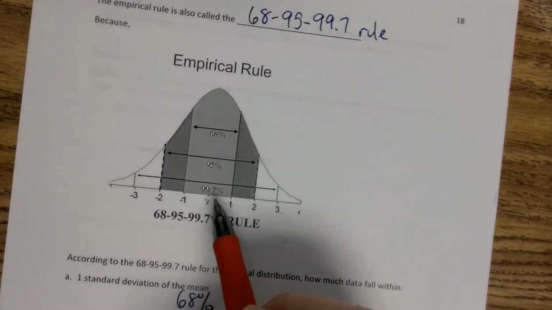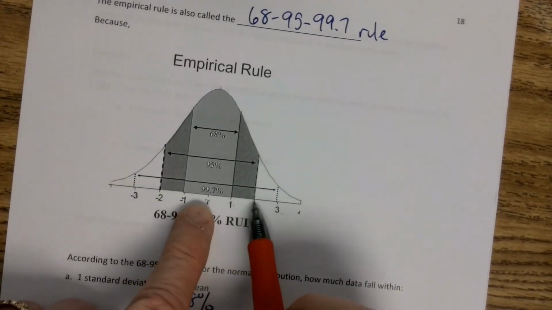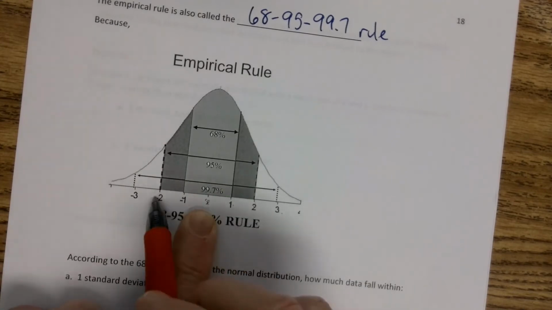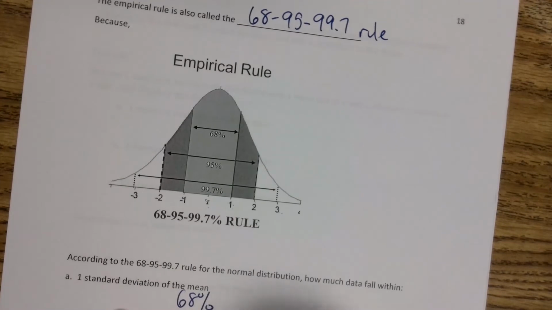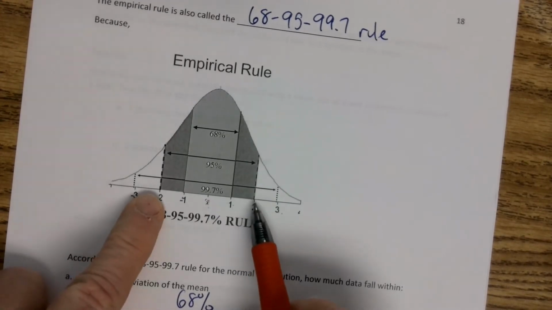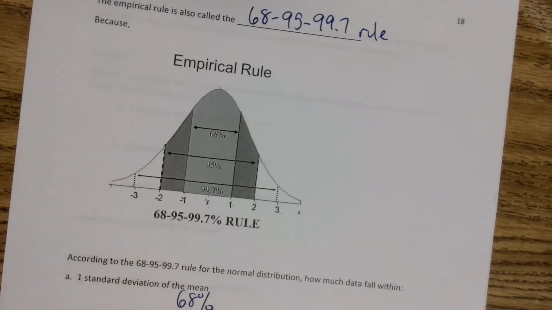If I go out another standard deviation, if I go to +2 standard deviations to -2 standard deviations, then I'm going to get 95%. That's basically everyone. I guarantee you that your height is within 2 standard deviations of the mean, even though you feel like, oh, I'm so short. It's like, nope, you're in the middle 95%, just like everybody else.